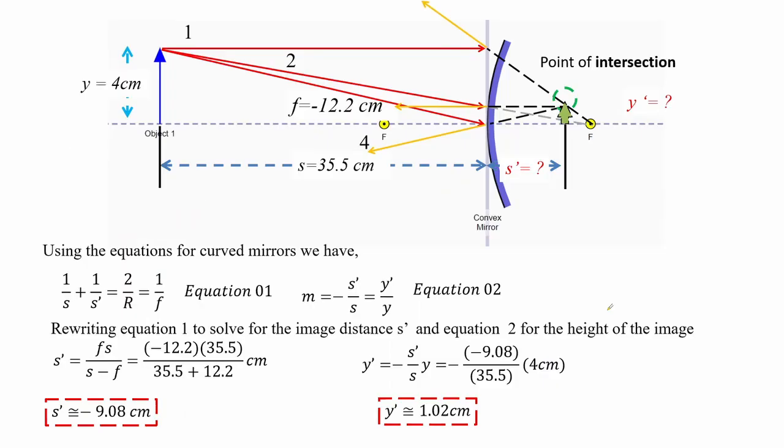To determine the distance of the virtual image and the height of the image we use equations 1 and 2 designed for curved mirrors. Rewriting equations 1 and 2 to solve for the image distance and height, we have that the distance of the image S' is equal to -9.08 cm, which agrees with the graphical representation as indicated by the negative sign. For the height we have that it is about 1.02 cm and also agrees graphically with the image. The positive sign of the height indicates that it has the same orientation as the real object here, which is in an upright orientation.